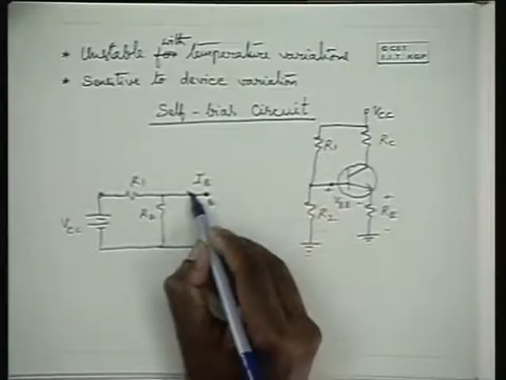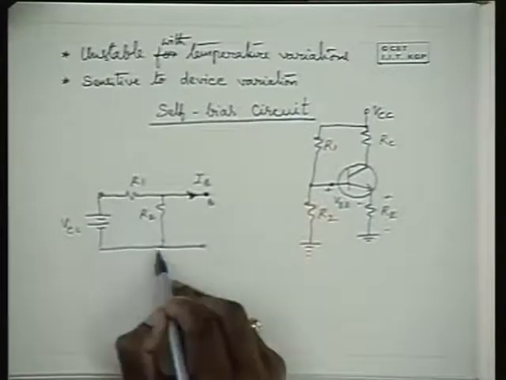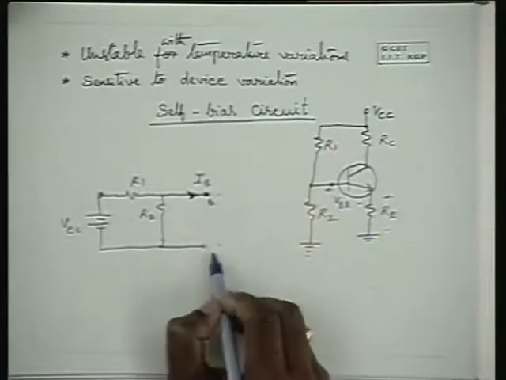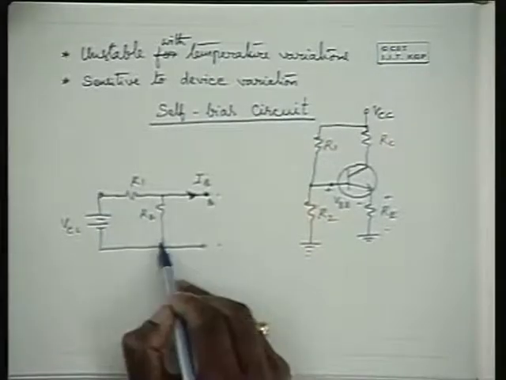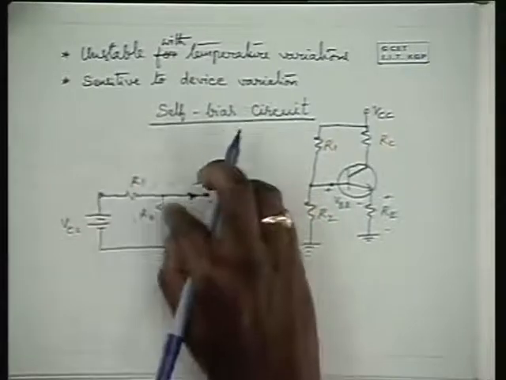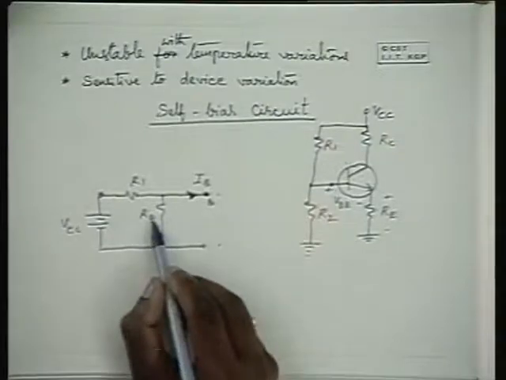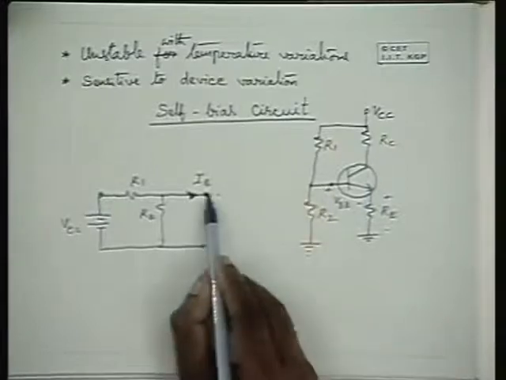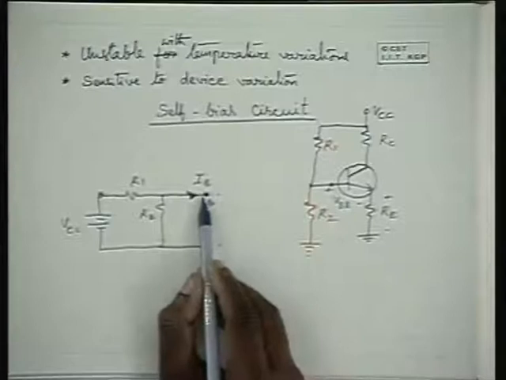Now, if this base current is negligible compared to the current flowing through R1 and R2, how much would be the voltage here? The voltage here would be VCC into R2 by R1 plus R2. Please note that this VCC gets divided between R1 and R2. Therefore, this voltage is going to be VCC into R2 by R1 plus R2. That is the voltage between the base point and the ground point when this is negligible.